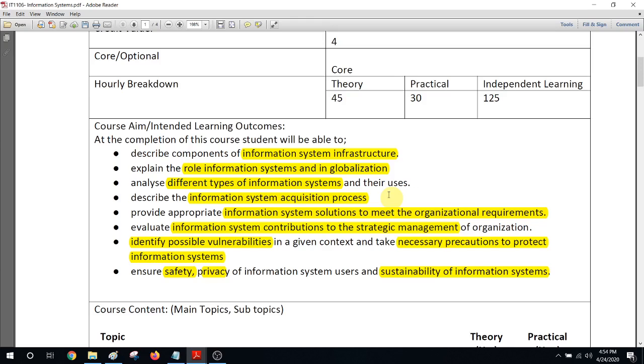Then in the latter part, or the final part of the syllabus, we will be covering two topics. One, we will discuss some challenges when it comes to using information systems, like security issues, possible threats, etc. And we will also cover how information systems are to be used in an ethical manner, right? So things like safety, privacy, and sustainability will be discussed there. I hope you got the big picture.